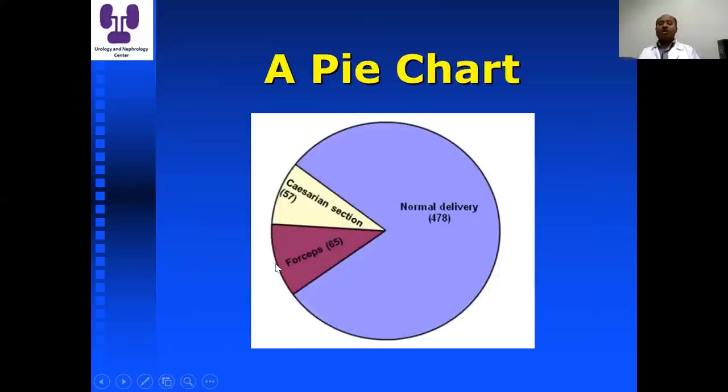And this is pie chart, it's a circle. So a pie chart is a circle and you can find the slices of the pie reflect the frequency of different modalities. So this is another method to express and represent the data in a pie chart or circular manner.